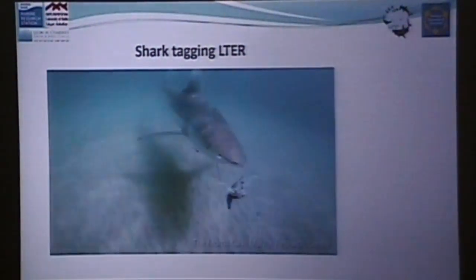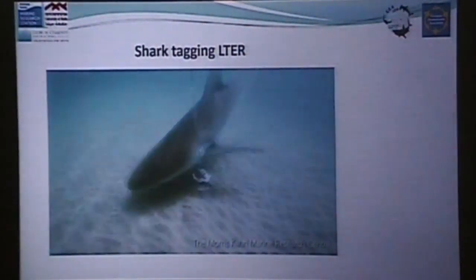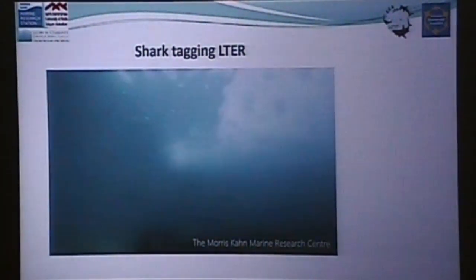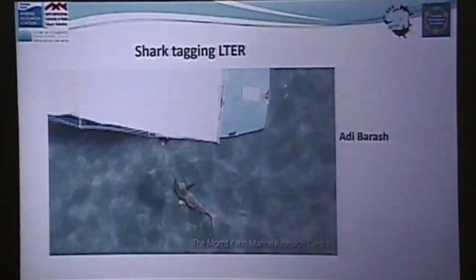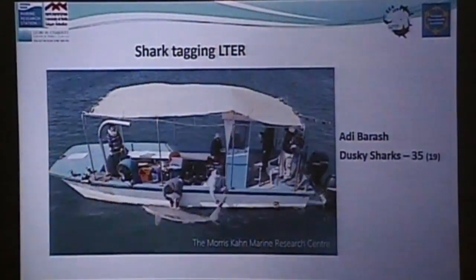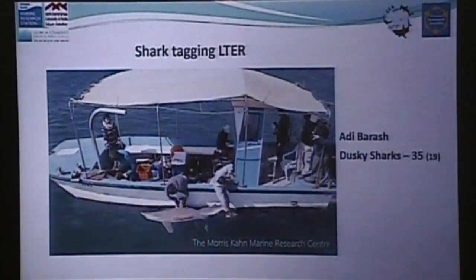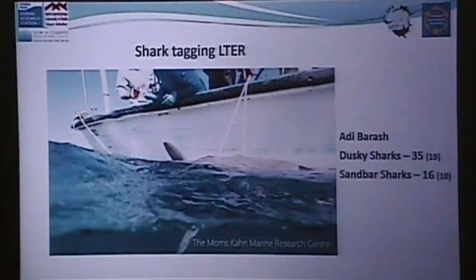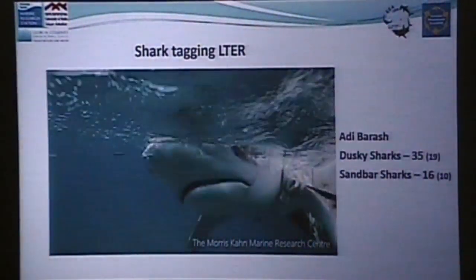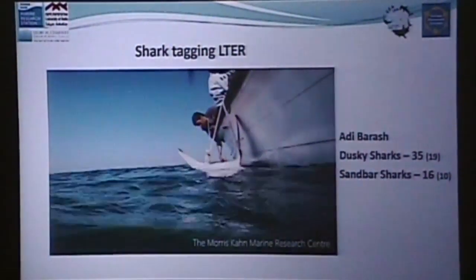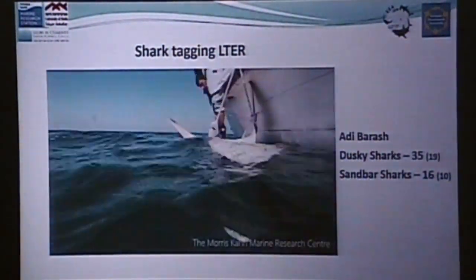So our long-term shark tagging project mainly targets the dusky shark. Adi Barash will later tell you a summary of the first 3 years, mainly of our acoustical work. So far we have tagged 35 dusky sharks, 34 of them females, so it's mainly a female aggregation. Out of them, 19 received an acoustical tag. And there is a small aggregation of sandbar sharks. We've tagged 16, all of them males, so it's a gender-biased aggregation, and 10 of them got an acoustical tag.